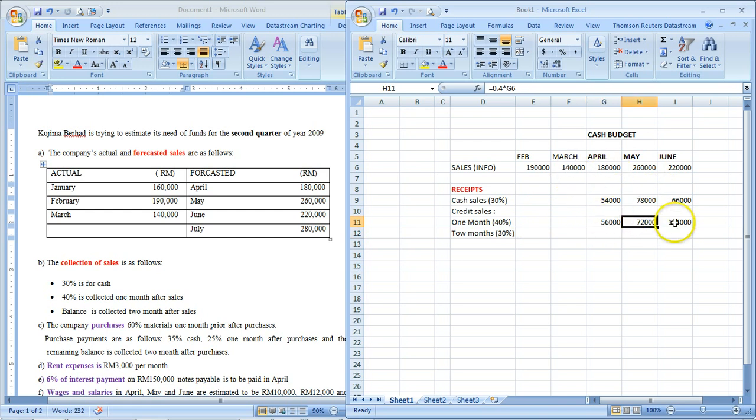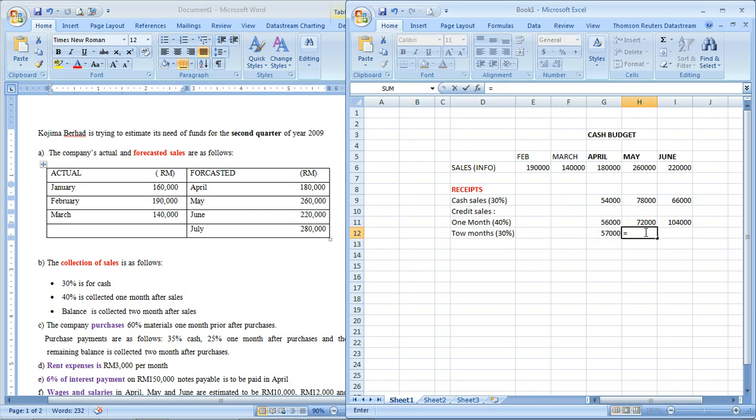May, I take April sales. June, I take May sales. How about 2 months? Do the same step. You know already, 0.3. Why? The question says balance 30%. If I tell you 2 months, that means you have to take 2 months before April sales. That means 0.3 uses March, February. So February, 190,000. So how about May?